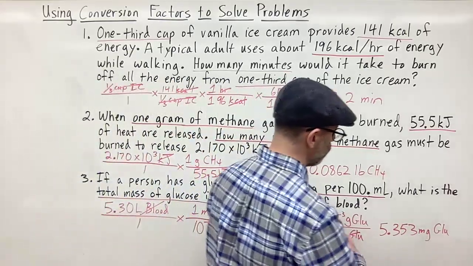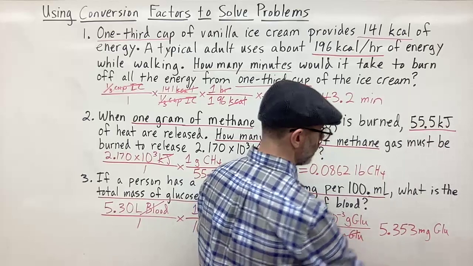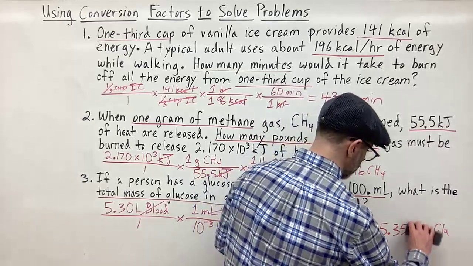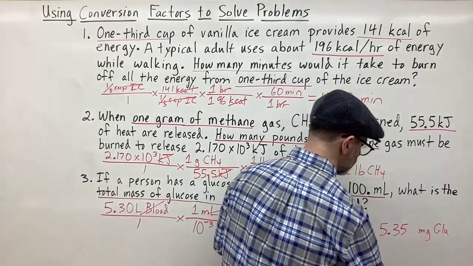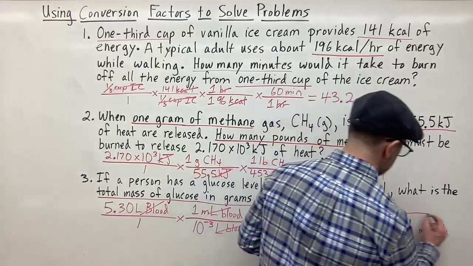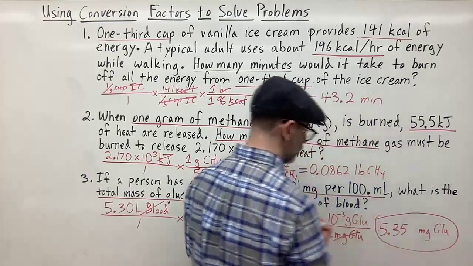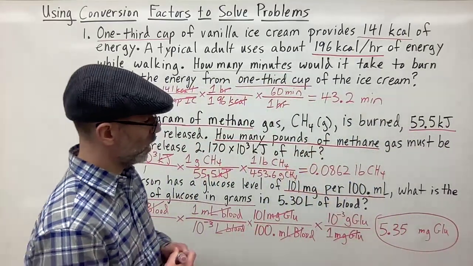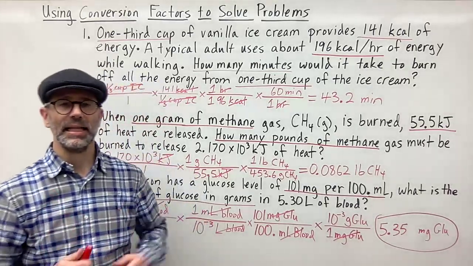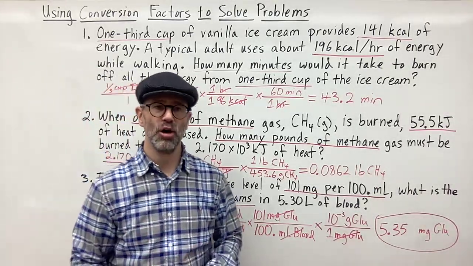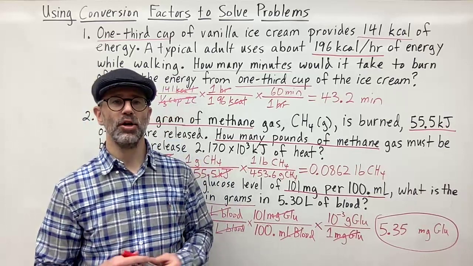So that means that we can only keep 3. So we drop the 3 here. So get rid of that 3. And so now we have the proper answer in the proper number of sig figs. And that, ladies and gentlemen, is how you solve problems using conversion factors.